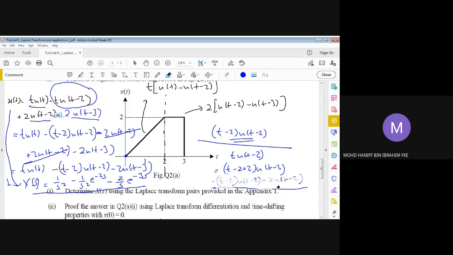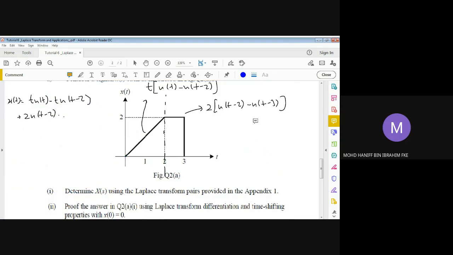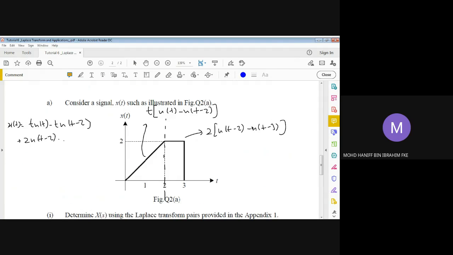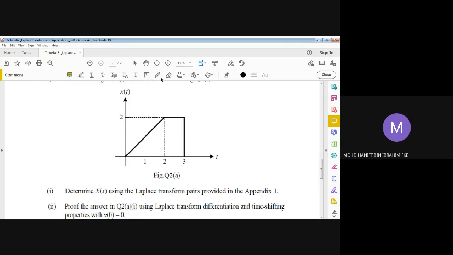I'm going to erase this. Let me erase this one first. Okay, that should be easier for me then. Okay, good. So we need to differentiate this signal. So what I'm going to do now is differentiate it.